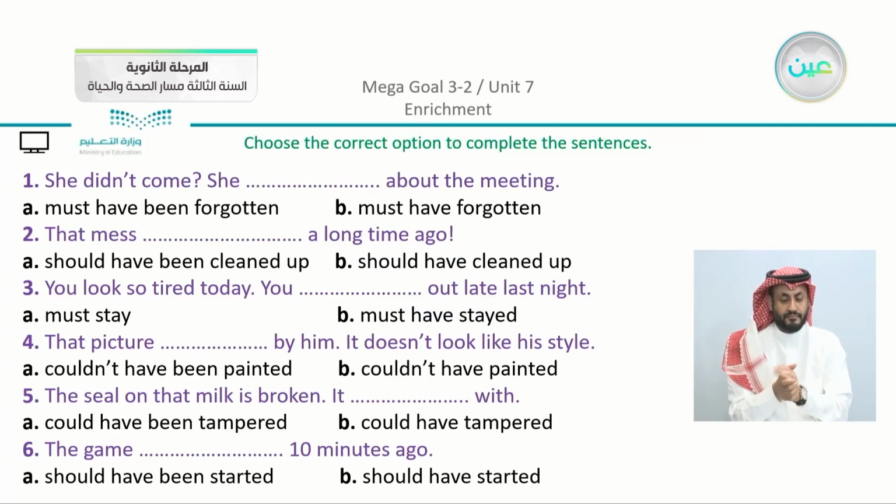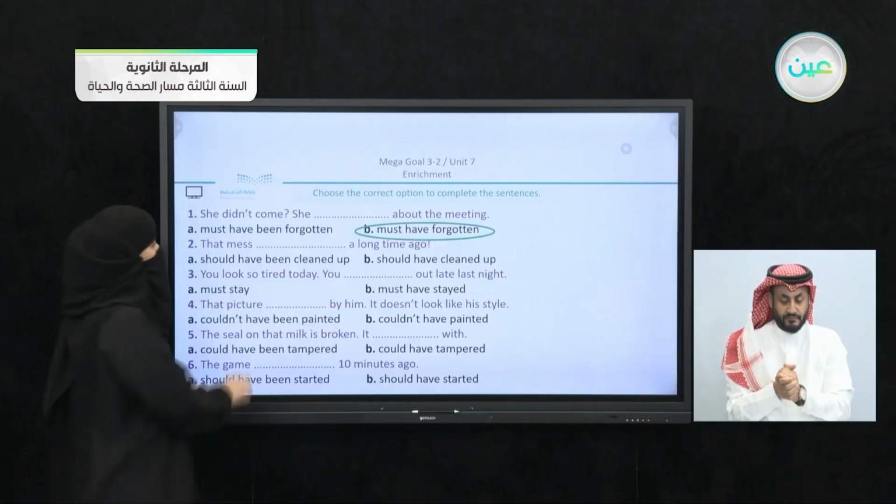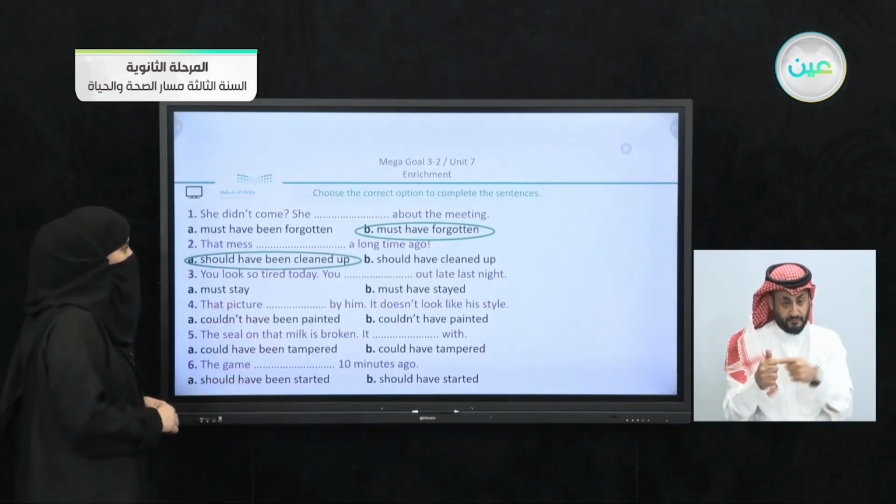Now we have a third, actually an easy exercise here. We are going to choose this time the correct option to complete the sentences. So let's start. We have here, she didn't come. She must have been forgotten or must have forgotten about the meeting. So you can see here that it is clear that the answer is must have forgotten. That mess a long time ago should have been cleaned up, should have cleaned up. We have the object at the very beginning, so should have been cleaned up.